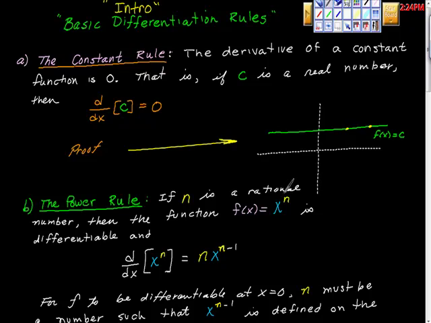Secondly is the power rule. And again, this is just the geography and the mechanics of how this rule works. And all it's saying to us is this. It says if n is a rational number, then the function f of x equals x, this blue one, to the n power is differentiable. And the derivative of x to the n power is equal to, see this n?